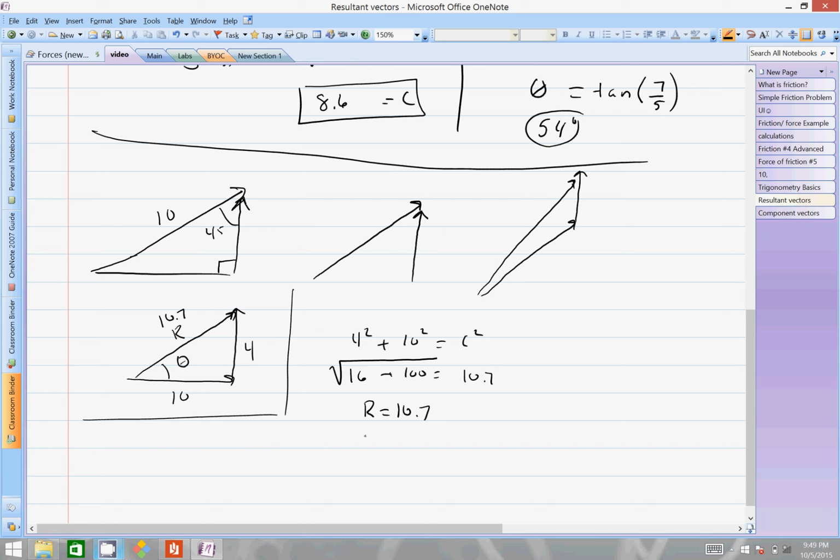Now I want to find the angle. I'm going to use the cosine of the angle equals the adjacent, which is 10, over what we just calculated, 10.7. So in this case, I would take the inverse cosine, and then go 10 divided by 10.7 equals, and my angle is 20.8 degrees. Angle equals 20.8 degrees. Alright, give it a try.